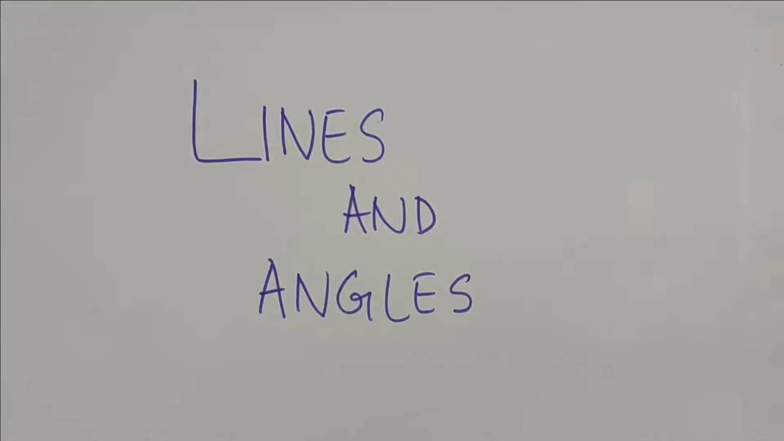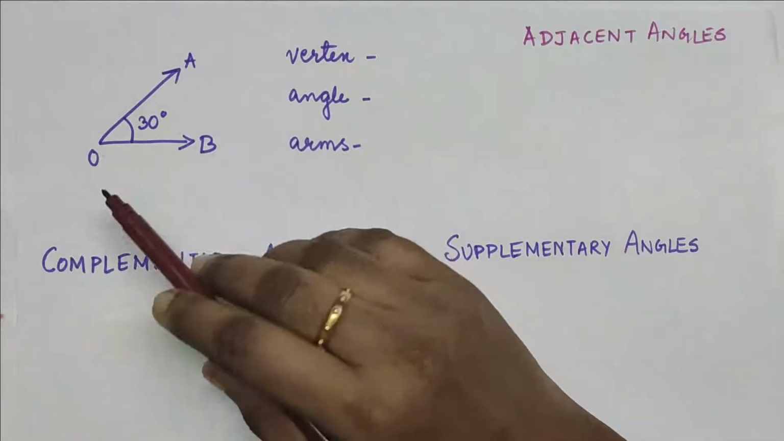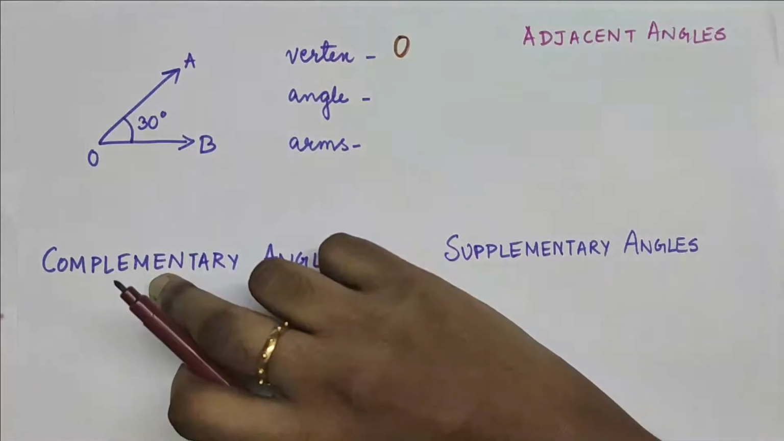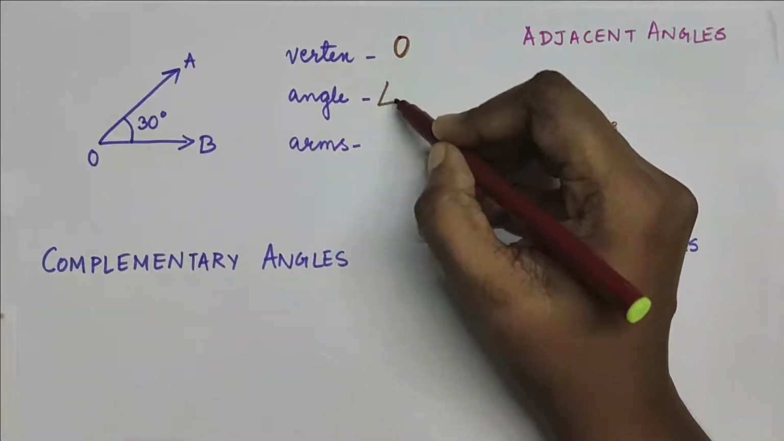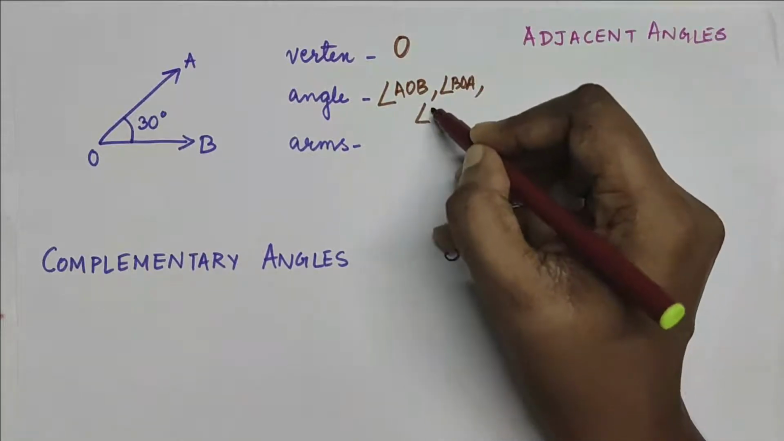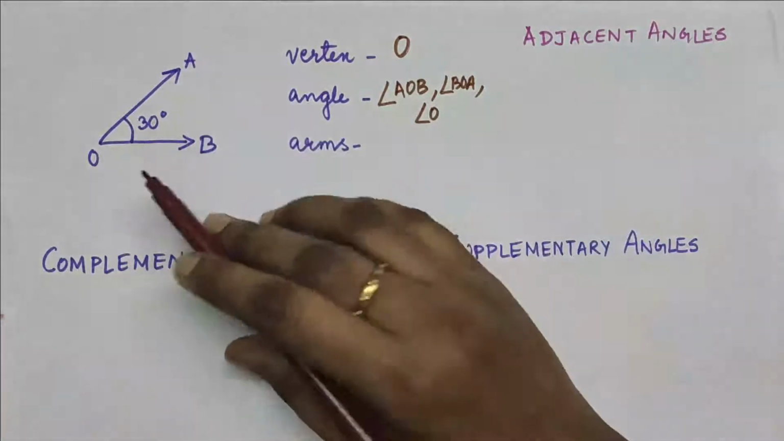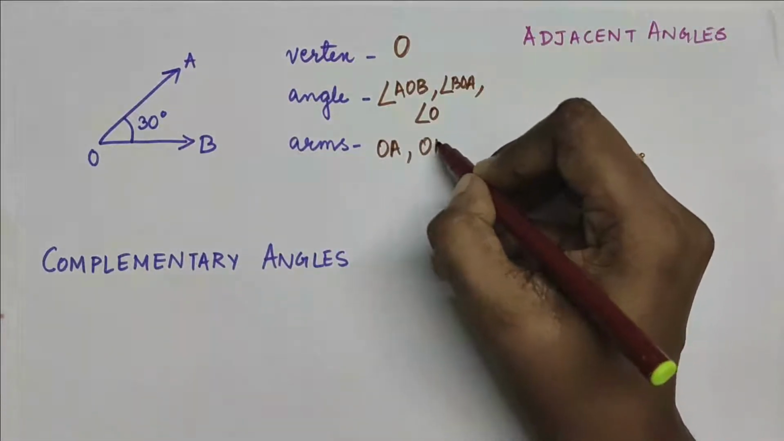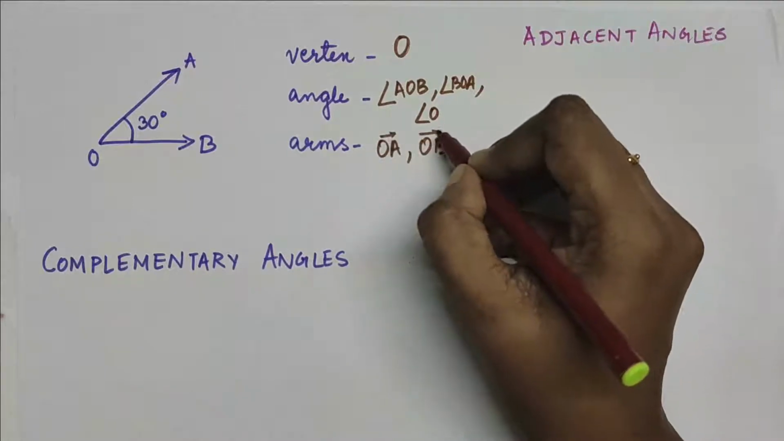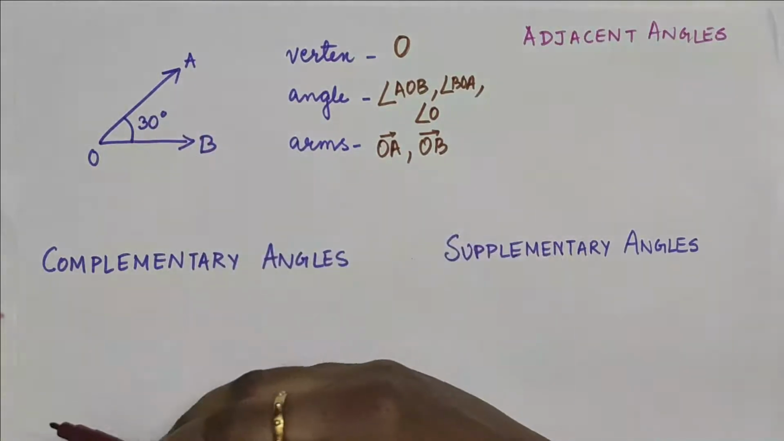Before we understand the different rules, let us have a quick recap of what an angle looks like. If I tell you that angle AOB is marked here and it is around 30 degrees, then O is called the vertex of the angle. Here I can name the angle as AOB, angle BOA, or only angle O. The two rays which are coming out form the arms of this angle. So it is OA and OB. Because they are rays, we can even put arrows like this. And as they are sharing a common vertex, this is forming an angle.